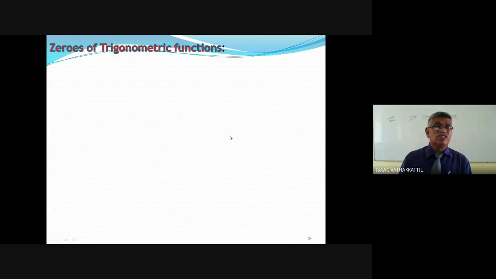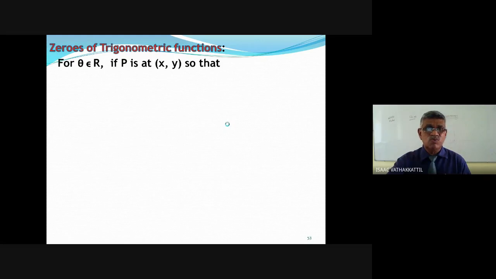We now go for the zeros of trigonometric function. What do we understand by zeros? Zeros means the values of x where f(x) is 0. Zeros of a function f means the values of the variable at which the function is 0.